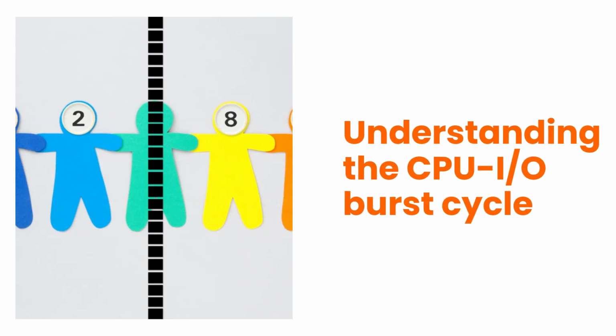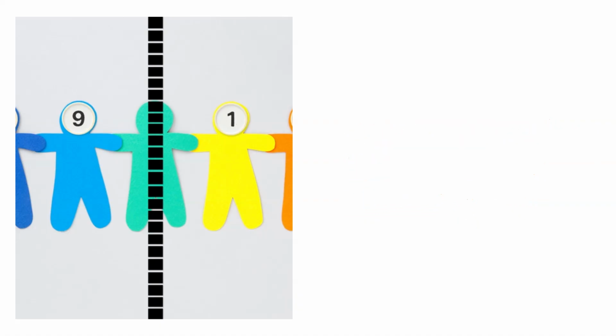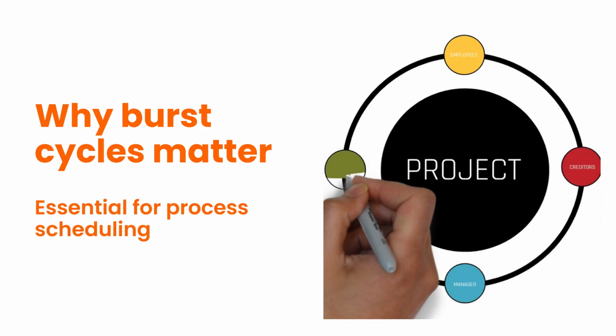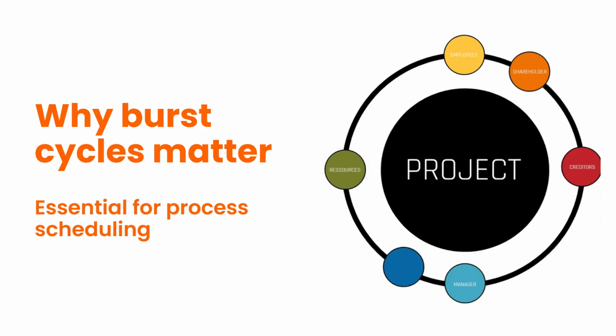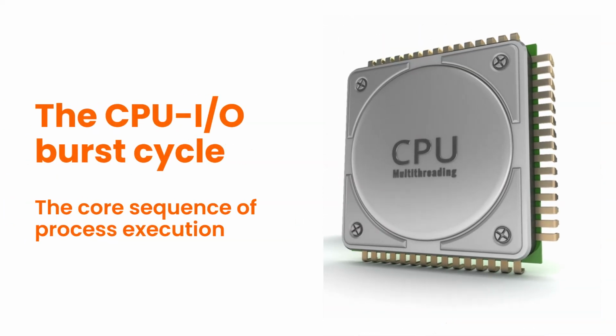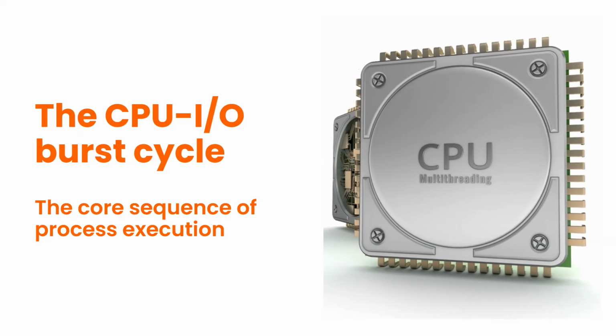Imagine every computer process as a journey made up of bursts, quick sprints of activity, followed by moments of waiting. This simple pattern shapes how computers juggle multiple tasks, making it essential for understanding process scheduling. Let's begin with the core sequence, the CPU I/O burst cycle.